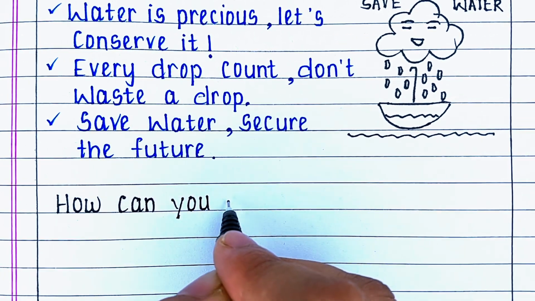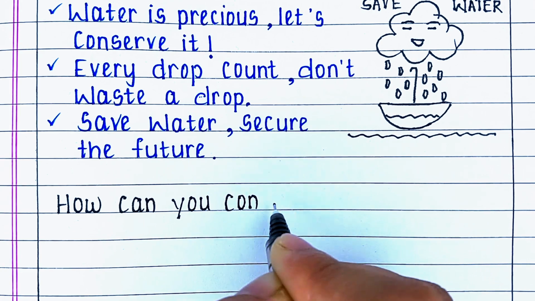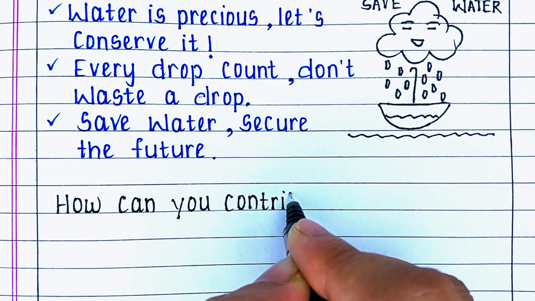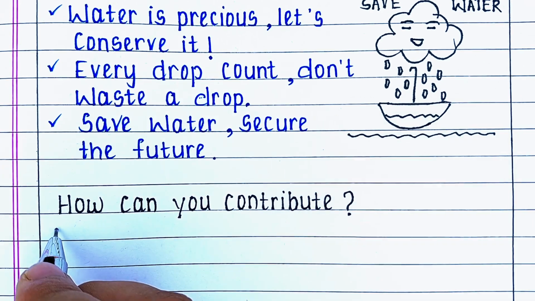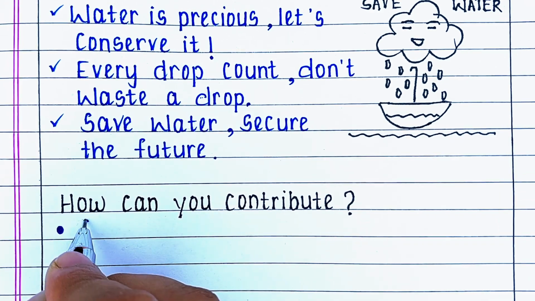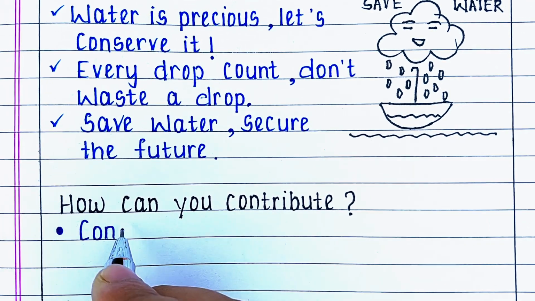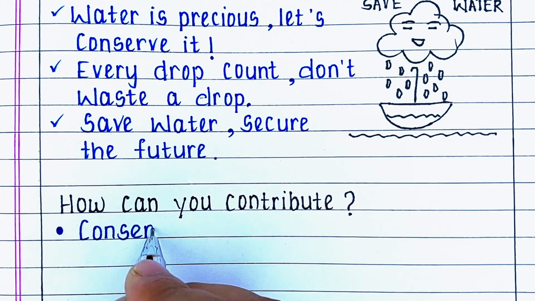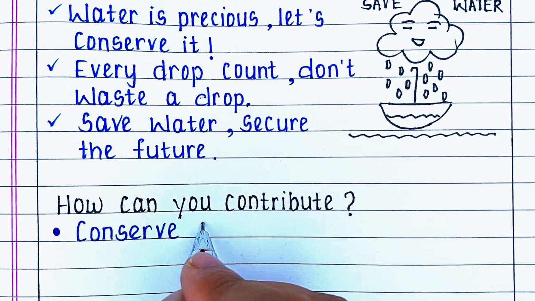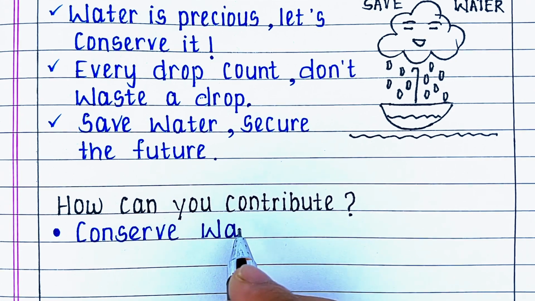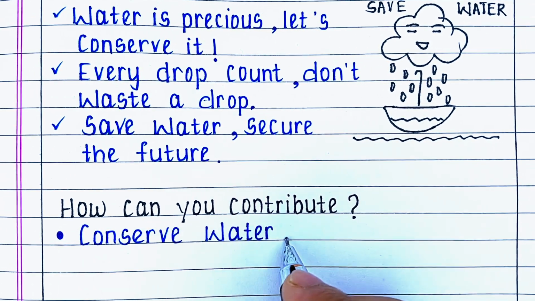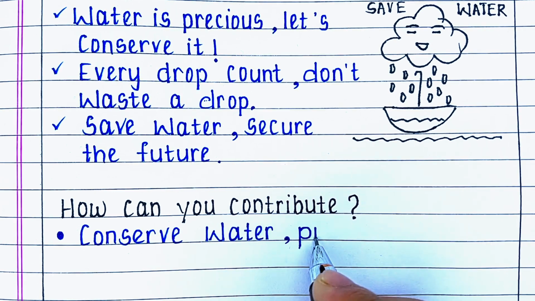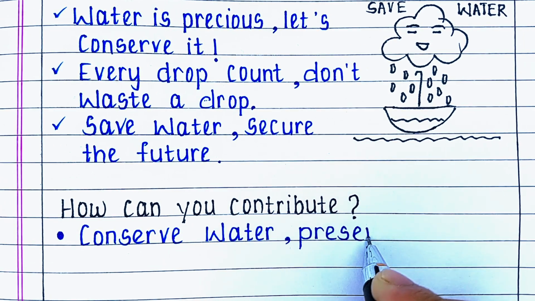Next is, you have to list out points for call to action. Here, for example, I am writing, how can you contribute? Under this heading, I will list 3 points or 3 actions that are needed to save water according to me. First point is, conserve water, preserve life.